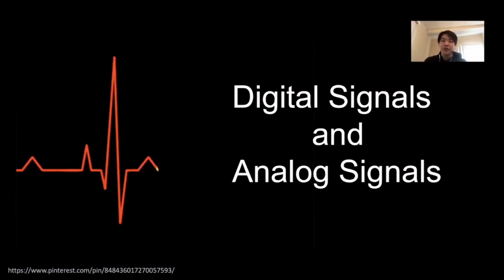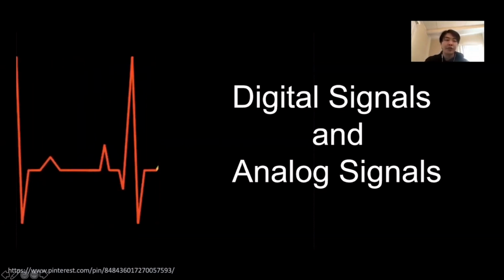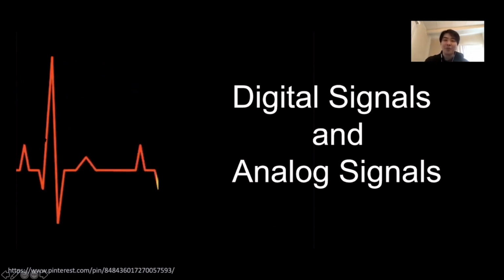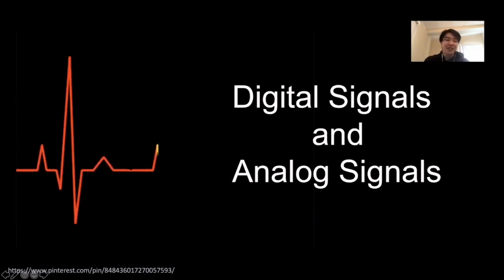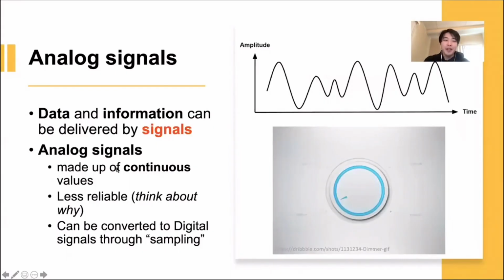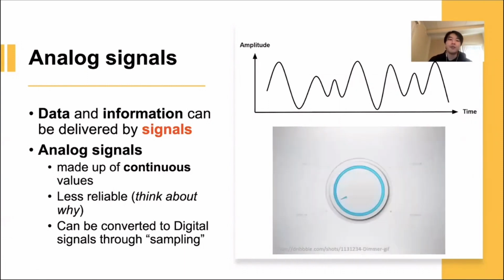So digital versus analog signal. Well, on the left, what signal do you see here? Can anyone recognize? Yeah, it's your heartbeat signal, okay? This is what your heart gives as a signal saying that it's beating properly. So what are signals? Well, data and information can be delivered by something called signals, okay?